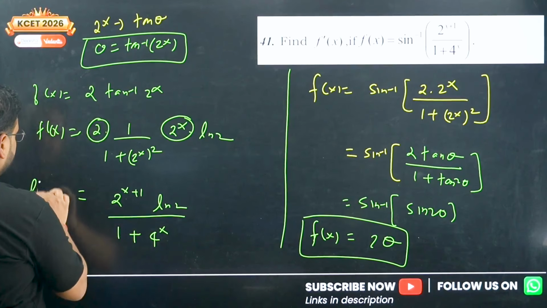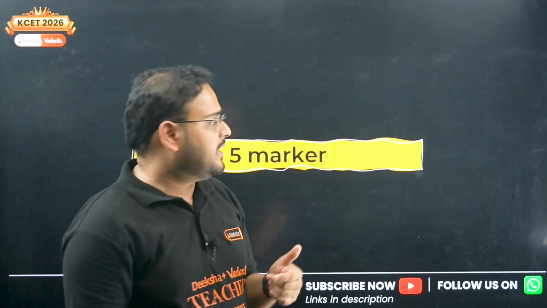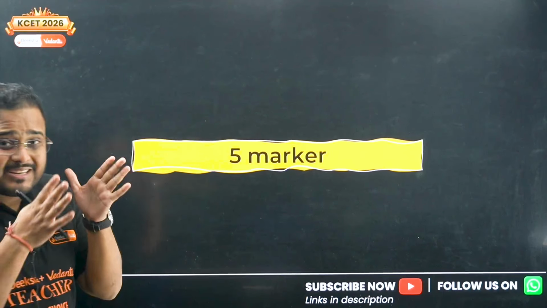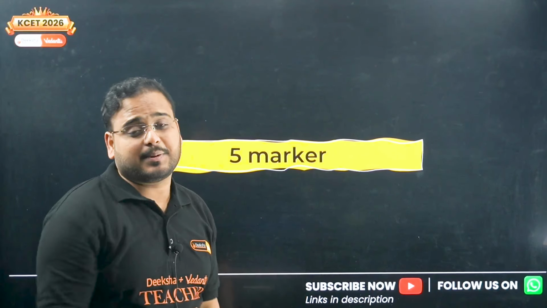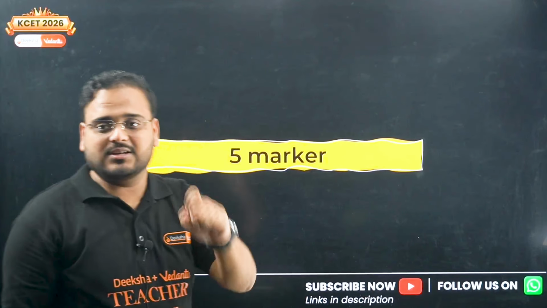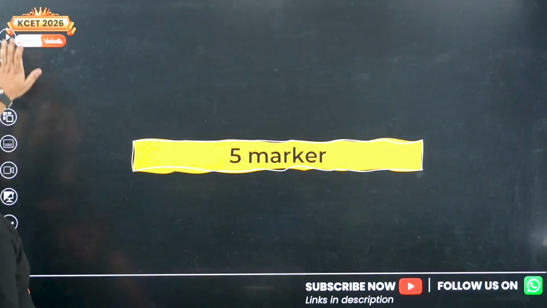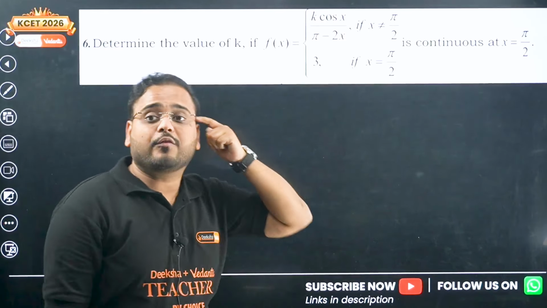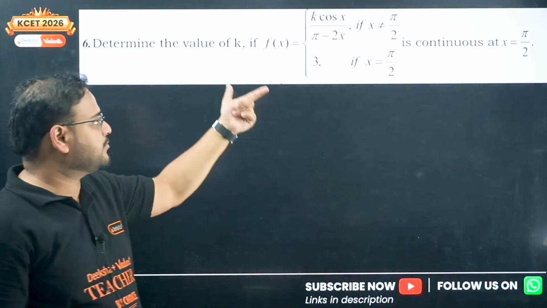All right, next we are moving to the 5 marker category. Now let's solve these questions, and we can say our chapter is over for 17 marks preparation from one of the most important and easiest chapters of calculus, continuity and differentiability. Next, what we have, check, determine the value of k. This is a 4 marker also, sometimes it comes for 4 marker as well.